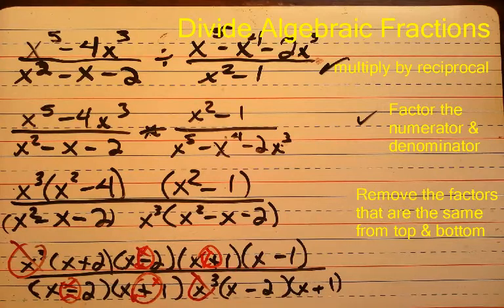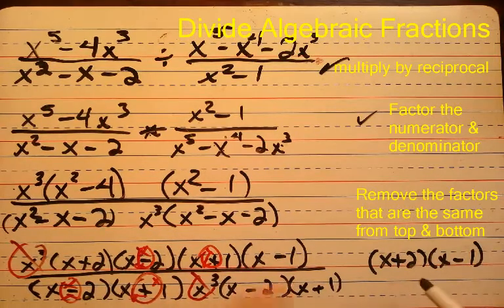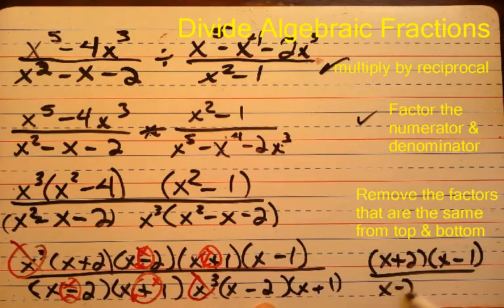I can't factor anything else, right? So what's the answer? There are two things left on top. That is x plus 2 and x minus 1. That's what's left on top, right? What's left on the bottom? These two things, x minus 2 and x plus 1.